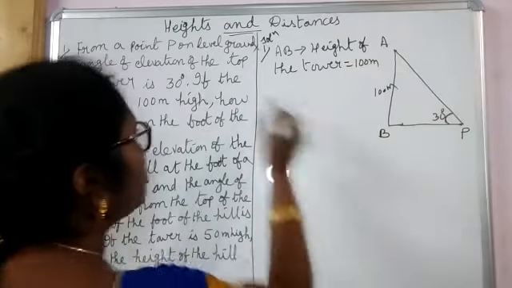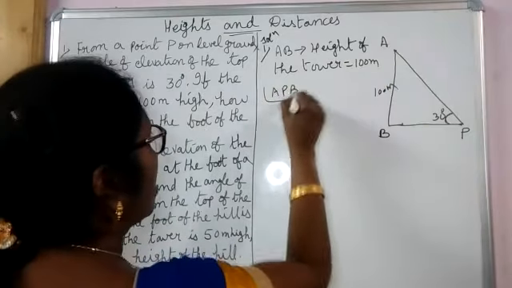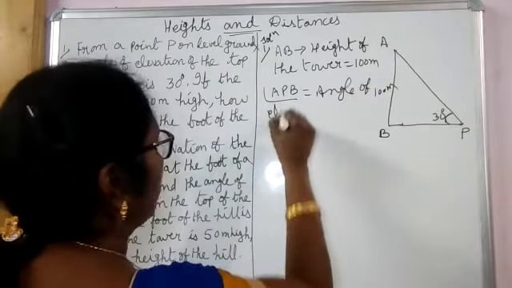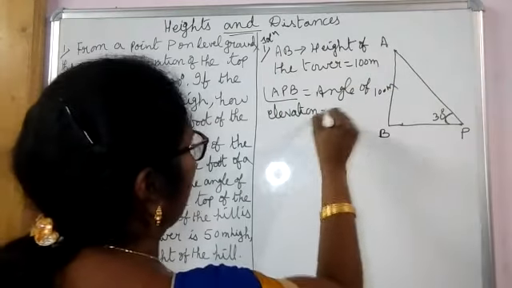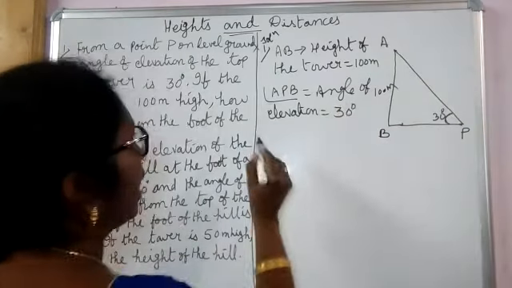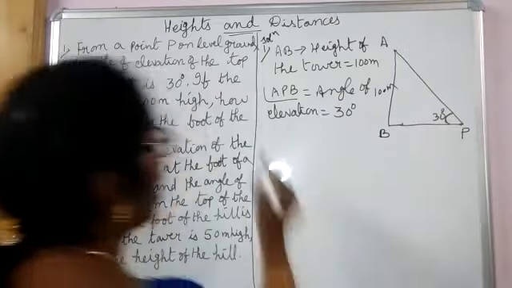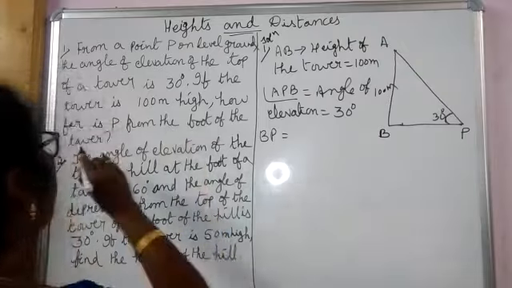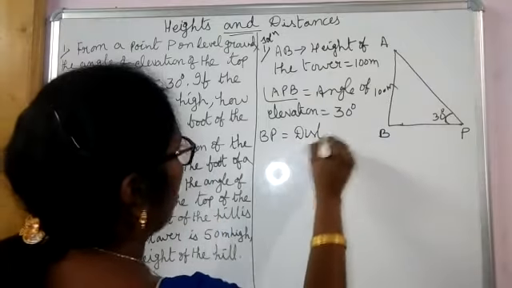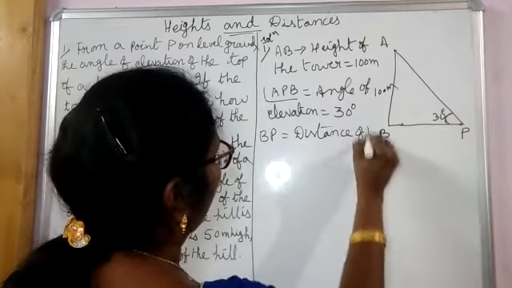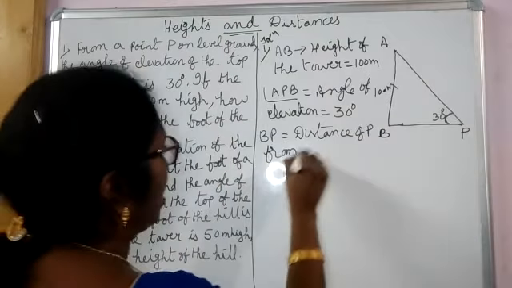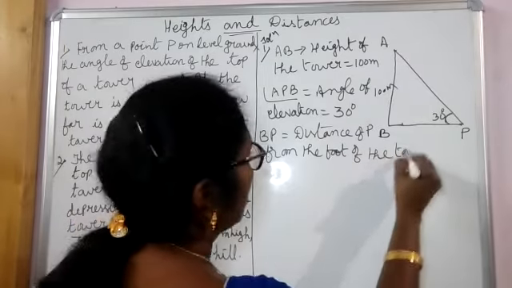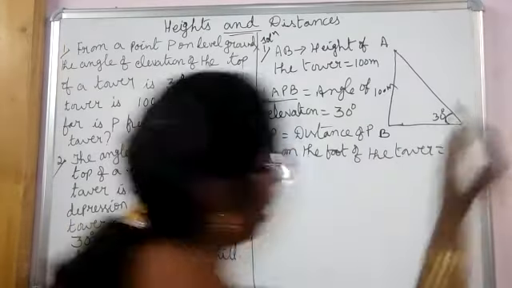Yes or no? Angle APB is the angle of elevation, that is 30 degrees. The height of the tower is given, and angle APB is given. You have to find BP, that is the distance of P from the foot of the tower. The foot of the tower, that we have to find out.